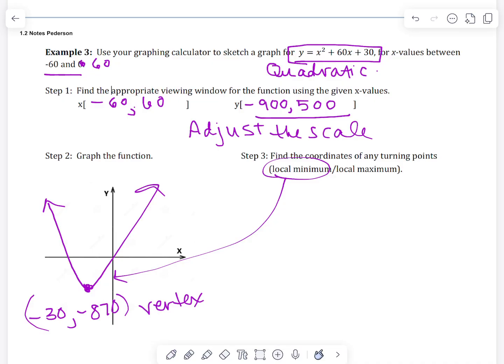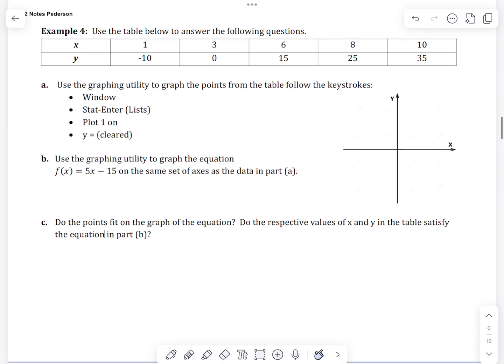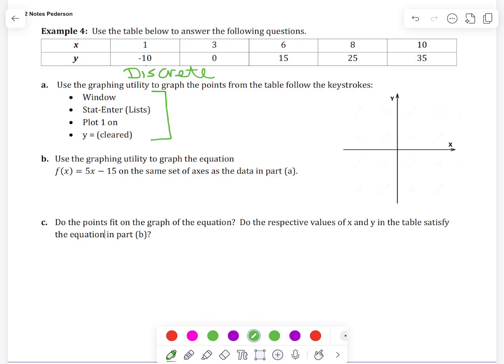Okay, example 4, use the table below to answer the following questions. So now this is going to be a discrete function. It's going to be listing off a table of values. So how you do that is you would follow these steps and make sure you have your window. You would enter the data points. This is going to be list 1. This will be list 2. And you would graph the ordered pairs.